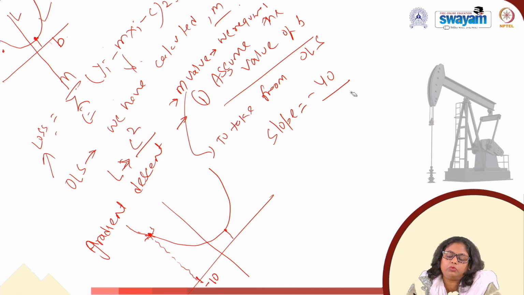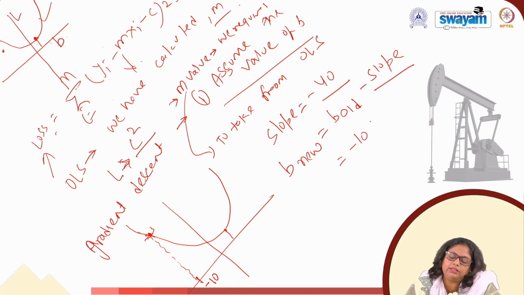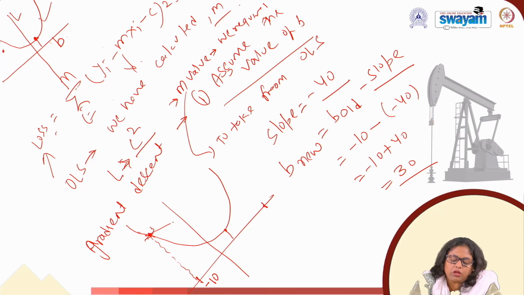So assume you have the slope is minus 40. So you have b new is equal to b old minus slope. So b old we have minus 10, and then slope we are taking minus 40. So minus 10 plus 40, we have 30. Now the b value I am getting immediately is 30. So 30 somewhere it will come here. I have to reach here.